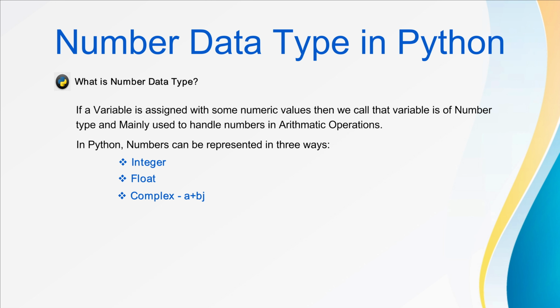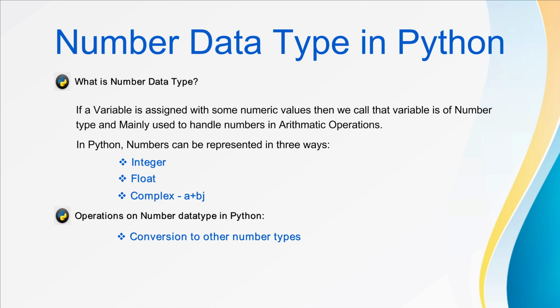Okay, and then different types of operations. The first one is conversion of one number data type to another number data type. The other thing is we can perform all kinds of arithmetic operations on number data types. Now let us open the IDLE environment and try to understand each and every number type with some examples.